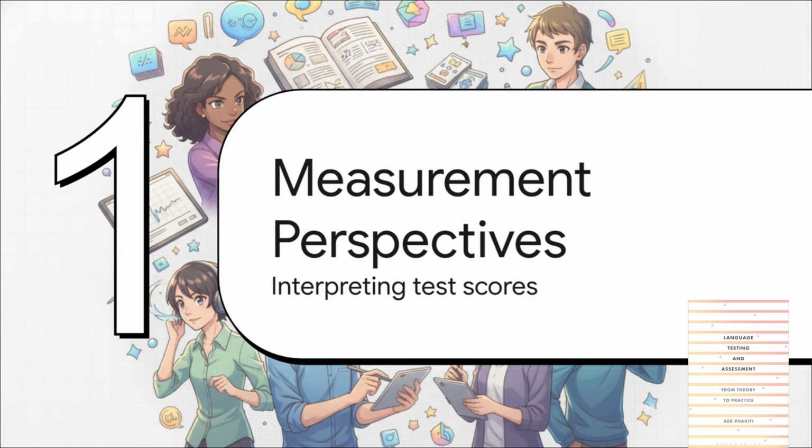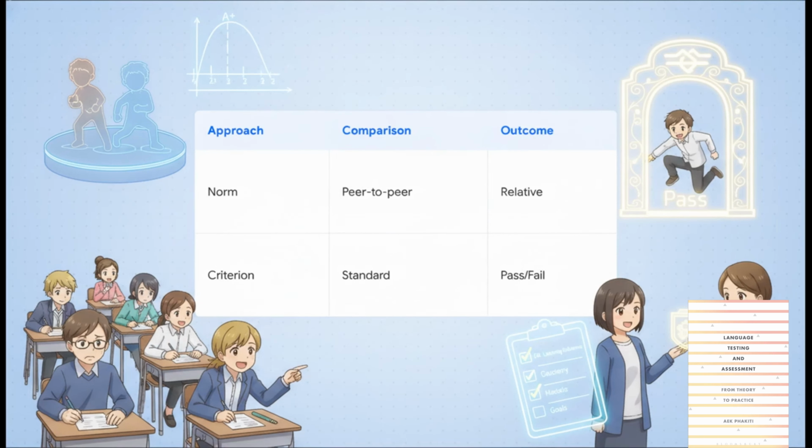All right, let's look at Section 4, Measurement Perspectives. This is all about understanding educational measurement and how we interpret those test scores. Let's say you've designed a perfectly aligned task, and now you have a stack of graded midterms on your desk. When we interpret these scores, we generally have two main approaches. Norm-referenced compares students against each other. It's totally relative. Think of it like grading on a curve, where only a top percentage gets an A.